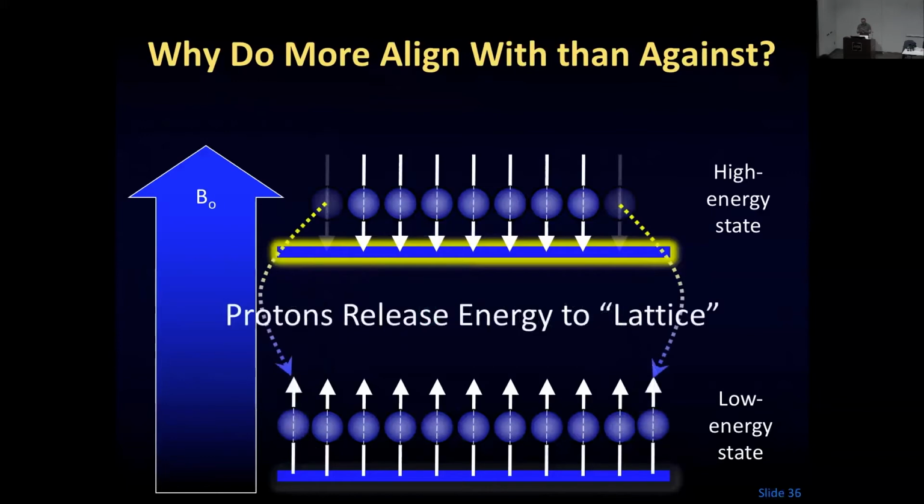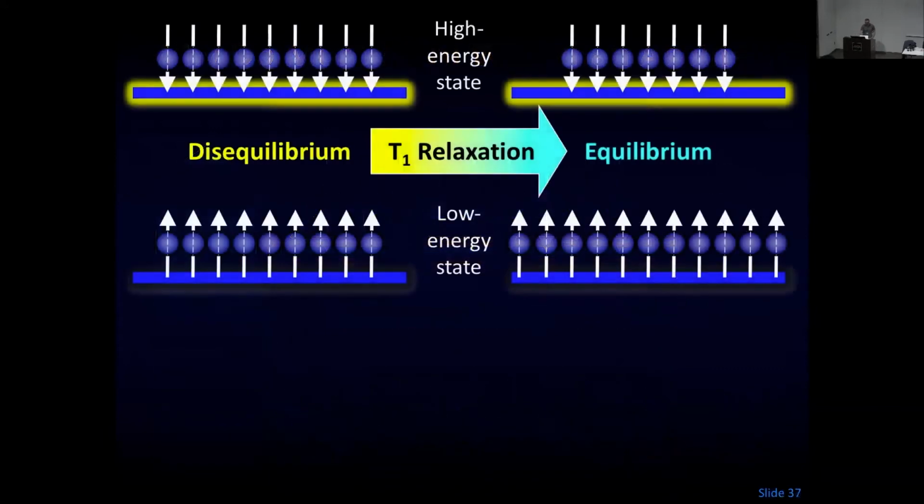Now, we could say, as the protons go from high energy to low energy, what happens to that energy? Well, the energy is released. The energy is released to the external environment, which in the setting of MR physics is known as the lattice. So energy is released to the lattice from the spins. So this is sometimes called spin lattice relaxation, because the spins are releasing energy to the lattice.